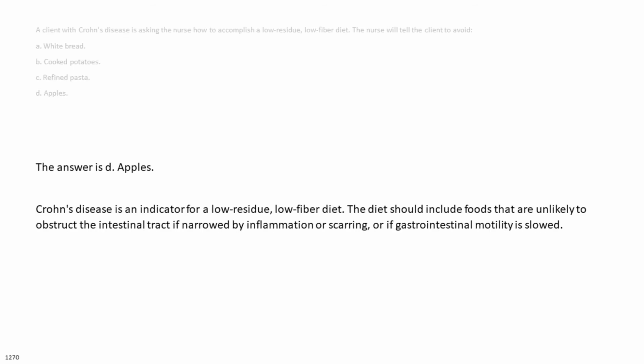The answer is D. Apples. Crohn's disease is an indicator for a low residue, low fiber diet. The diet should include foods that are unlikely to obstruct the intestinal tract if narrowed by inflammation or scarring, or if gastrointestinal motility is slowed.